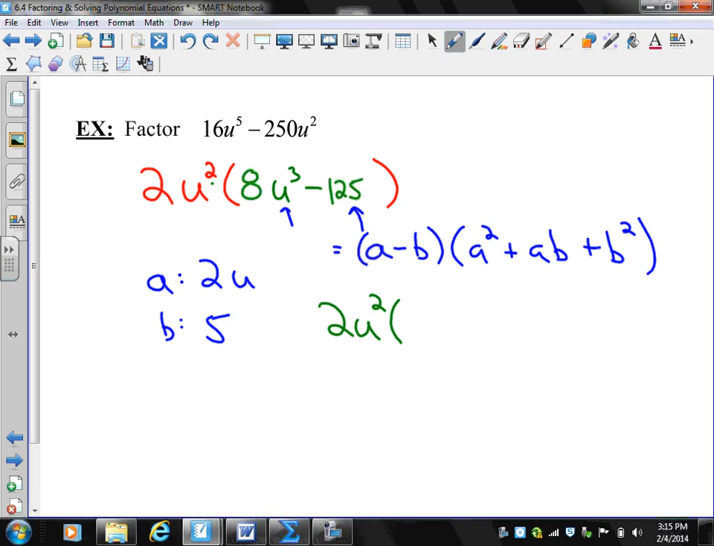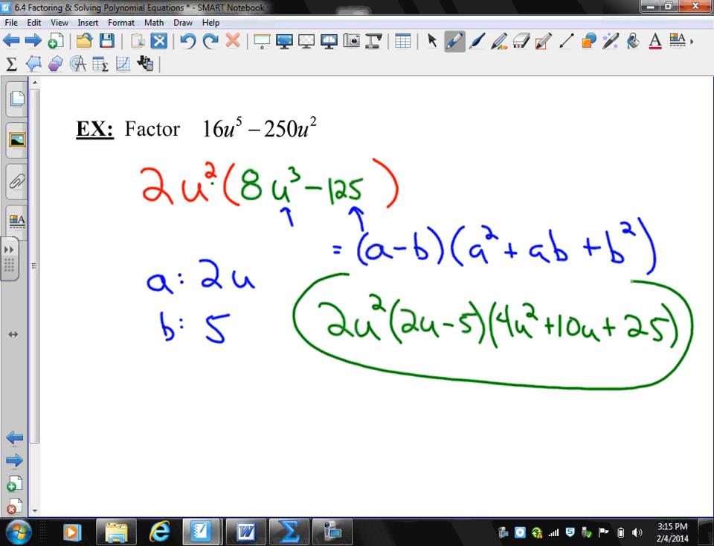And then I had a is 2u minus b is 5. Let's see, a squared, that's 2u squared, or 4u squared. Plus a times b is going to be 10u. Plus b squared is going to be 5 squared, or 25. And there's my factoring for that thing that we started with way up top.